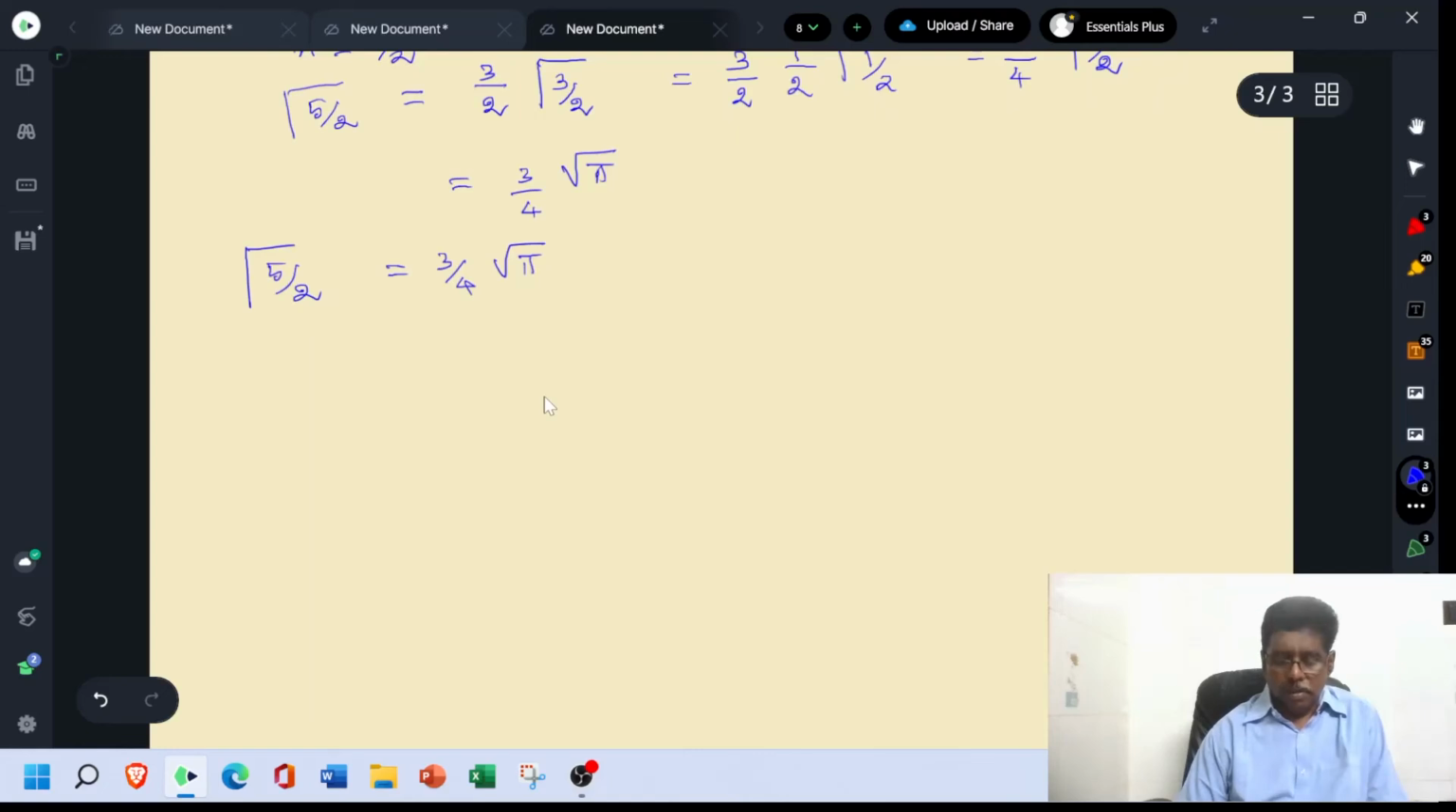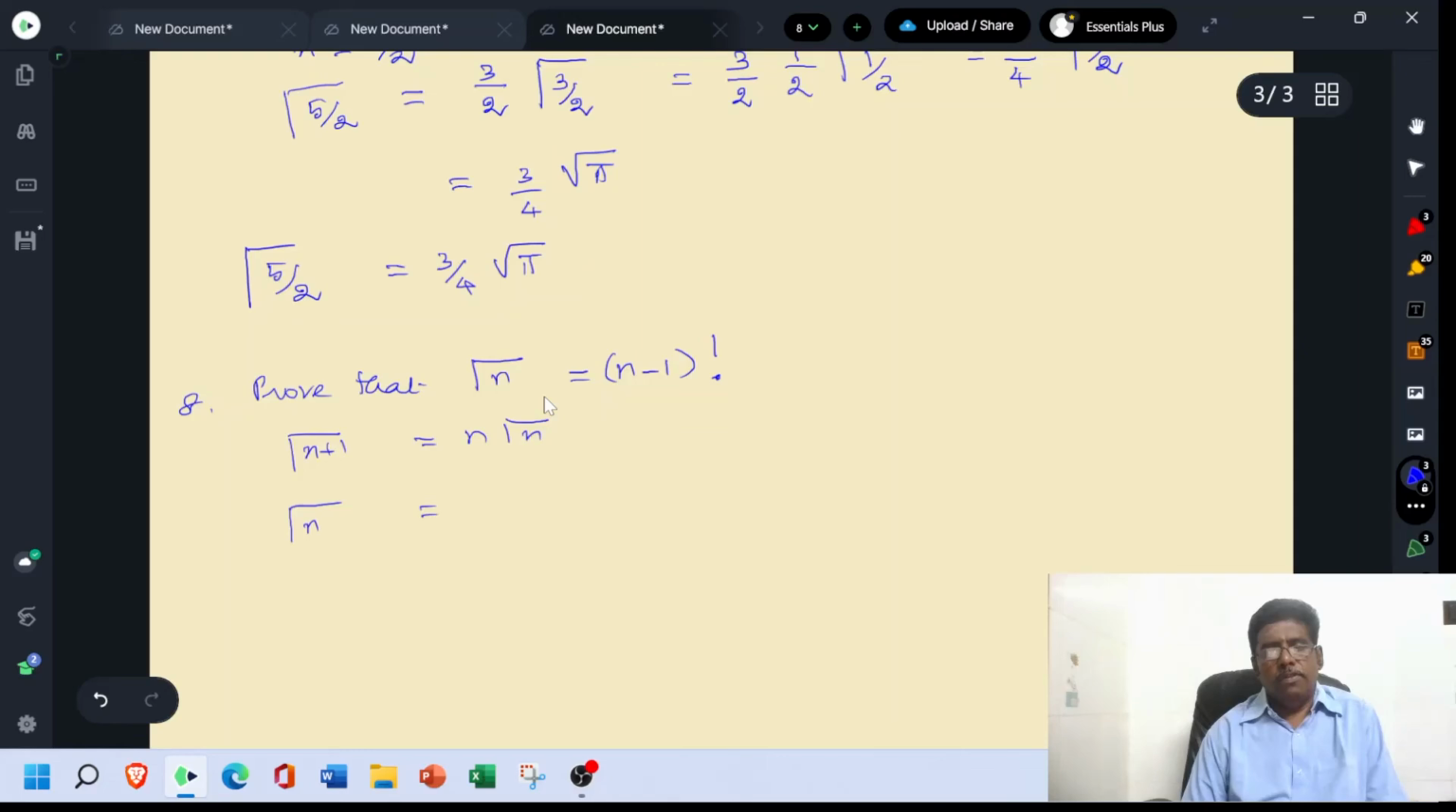Then the 8th problem is prove that gamma of n is equal to n minus 1 factorial. You know that gamma of n plus 1 equal to n gamma n. Therefore, gamma of n is equal to n minus 1 into gamma of n minus 1.